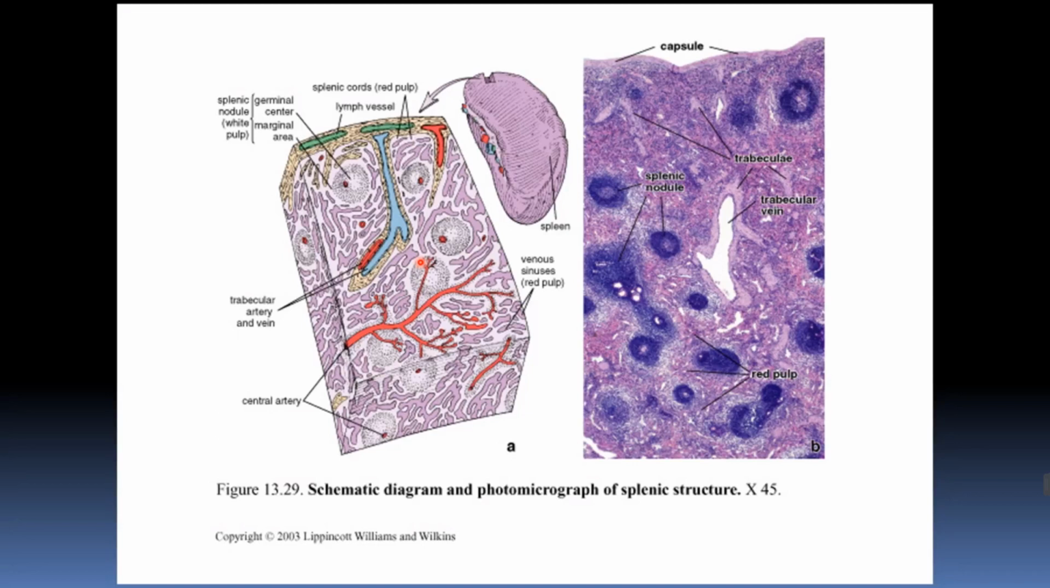And so this is the basic anatomy and histology of the spleen. You can see the dark areas represent the white pulp, and the red areas here represent the red pulp. Good. And that's not a bad level of detail.